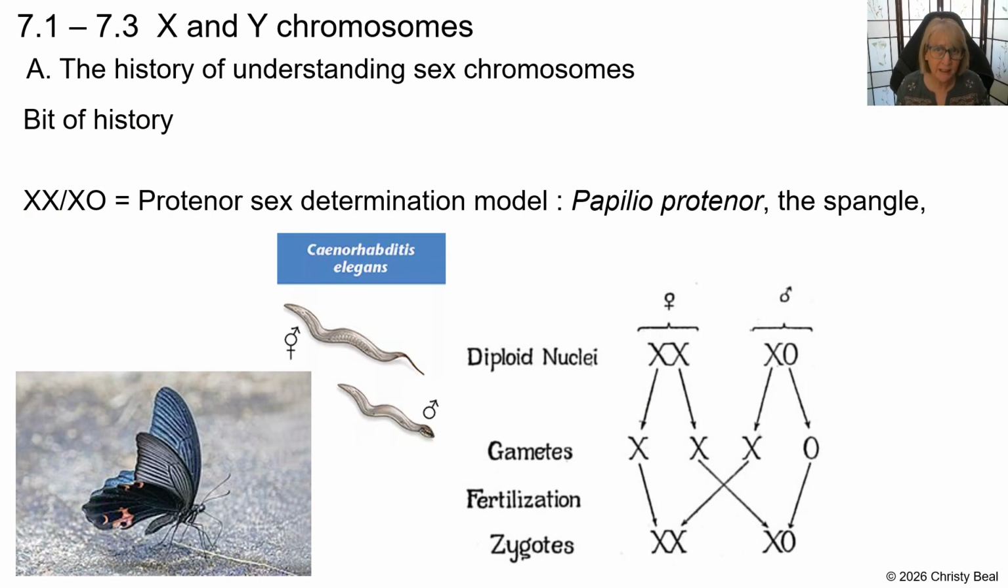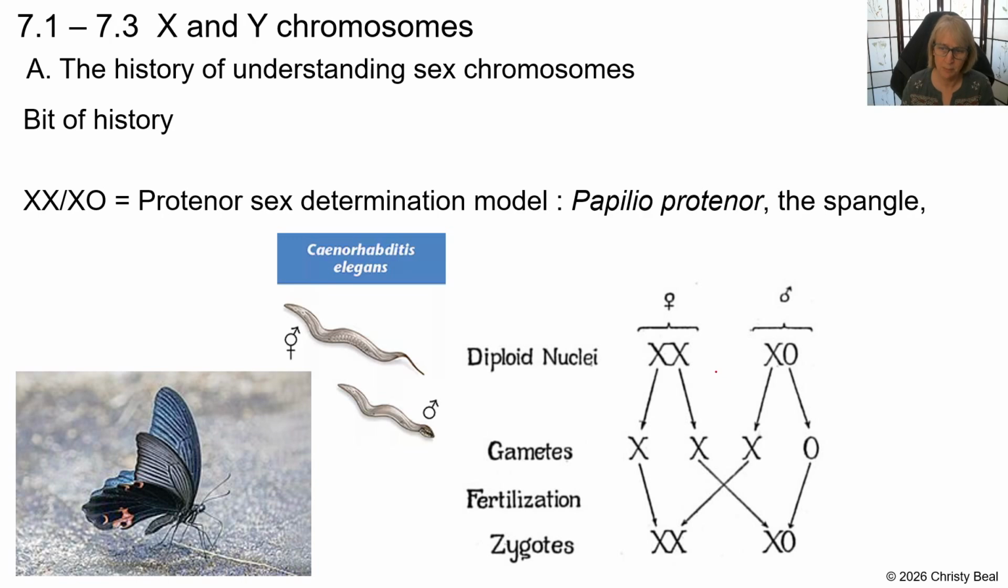A little bit of history here in how we understood it. This is a butterfly, Papilio protenor. It's a spangle butterfly, and it was one of the first animals in which the sex chromosomes were understood. In these butterflies, the females are XX and the males are X with nothing else. There is no Y, so there's no chromosome with the gene for testes on it. And a lot of insects work that way.